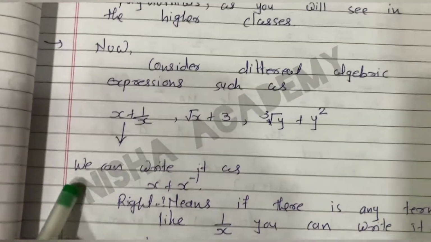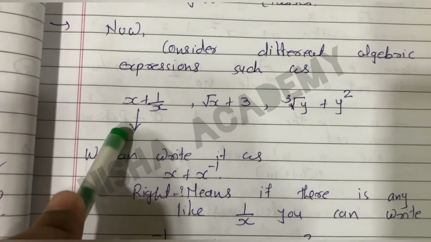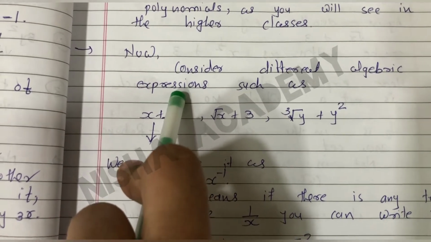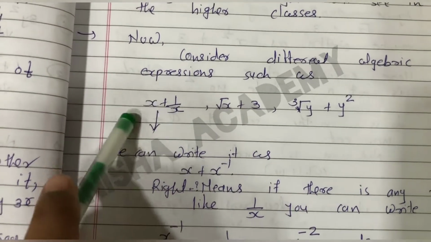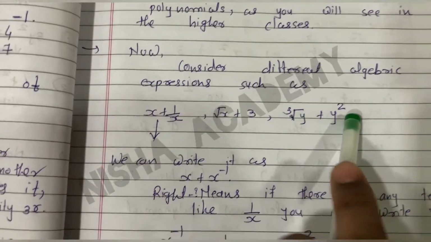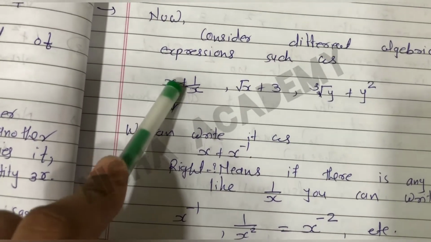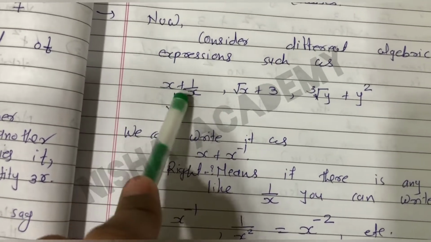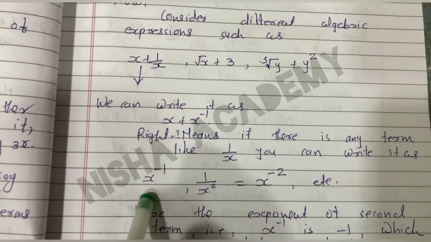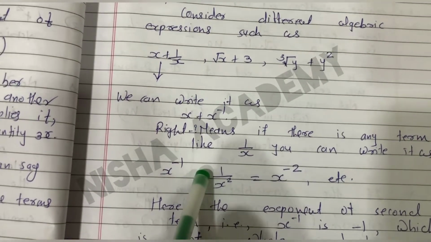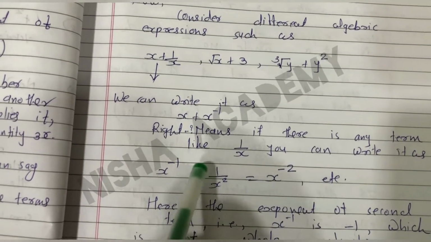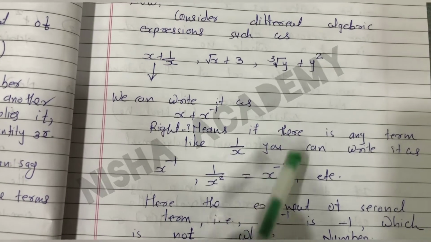Now consider different algebraic expressions. We have seen what algebraic expressions are in the previous lecture also. The given expressions are x plus 1 by x, root x plus 3, and cube root of y plus y square. You know that we can write 1 by x as x raised to minus 1. If we have 1 upon x square, you can write it as x raised to minus 2. If we have 1 upon x cube, you can write it as x raised to minus 3, etc.